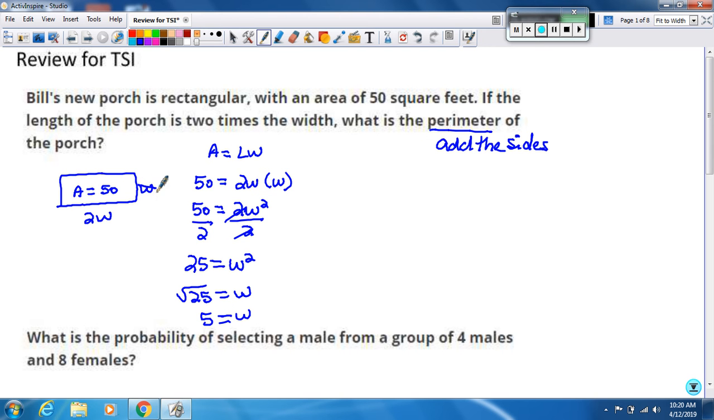So this is now 5, and this is now 2 times 5, which is 10. So if the bottom is 10, so is the top. If the right-hand side is 5, so is the left-hand side. So now you add all the sides together. 10 plus 5 plus 10 plus 5 equals 30 feet. And that's the answer.